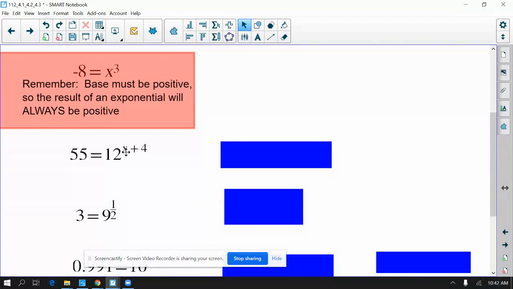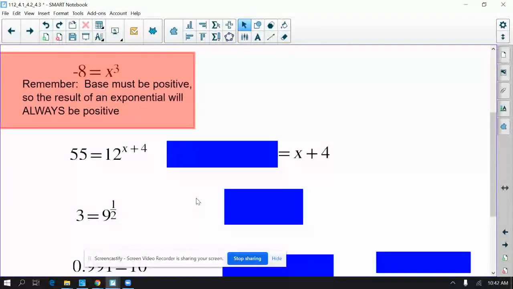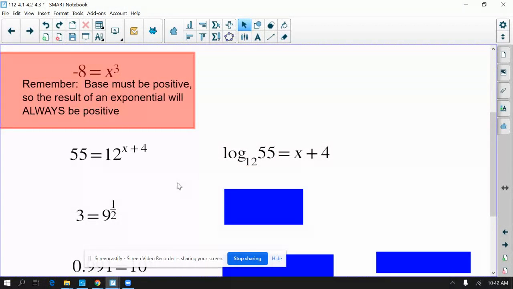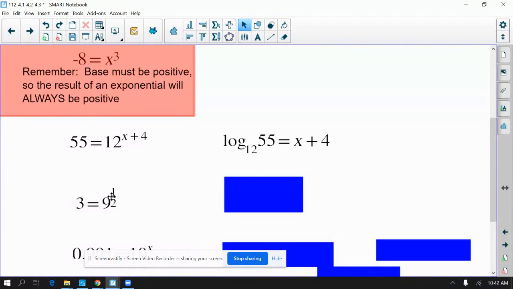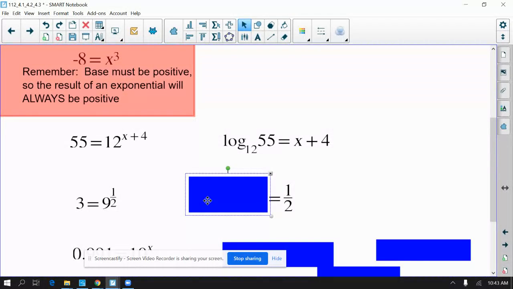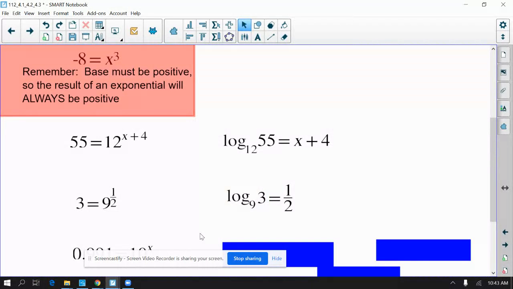Here, however, the exponent is x plus 4. So whatever my log is, it's going to equal x plus 4. And logarithms have a base, log base 12, the same base that supports the exponent. So log base 12 of 55 equals x plus 4. Here, the exponent is a half, so the logarithm is going to equal a half. The logarithm of what? Log base 9, the same base that supports the exponent. Log base 9 of 3 equals a half.